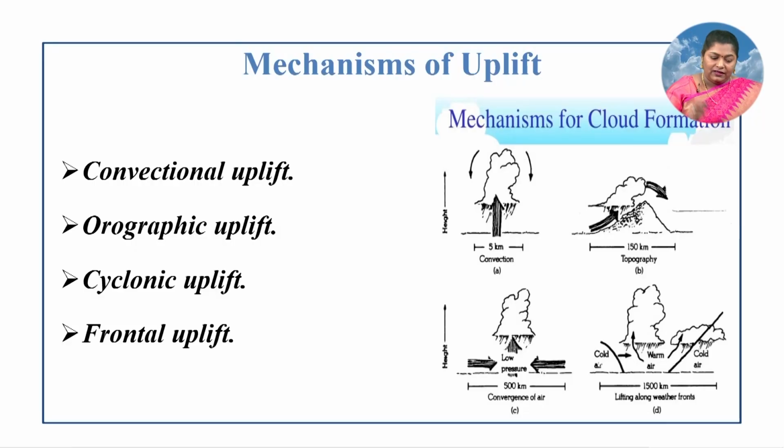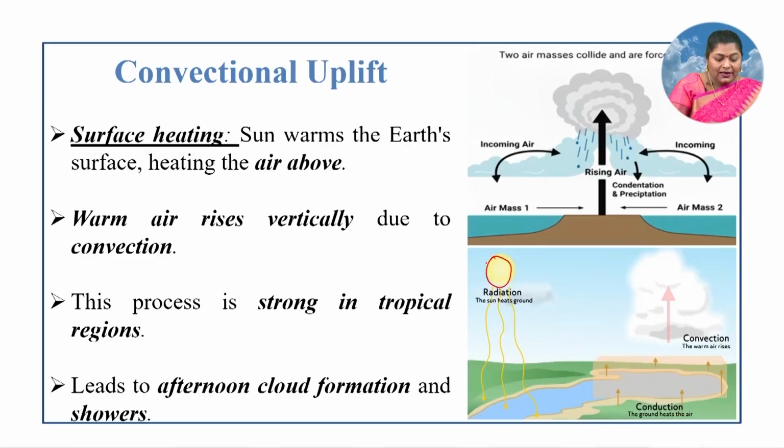Mechanism of uplift. There are four types of uplift: convectional uplift, orographic or topographical uplift, cyclonic uplift, and frontal uplift. The first one is convectional uplift. In convectional uplift, what plays an important role? Solar energy plays an important role. The sun warms the earth's surface and heats the air above.